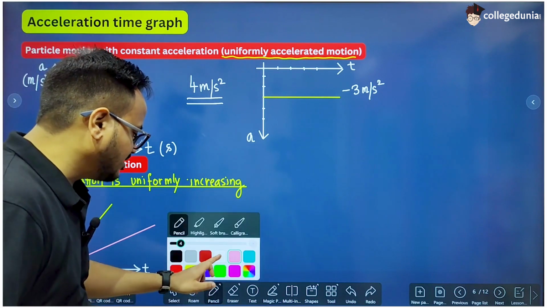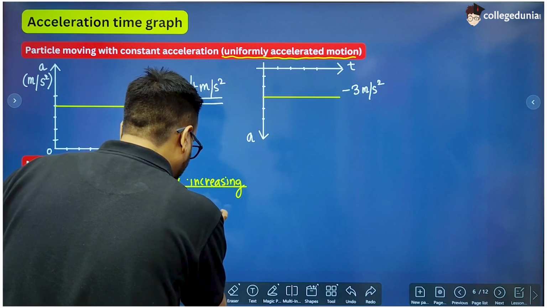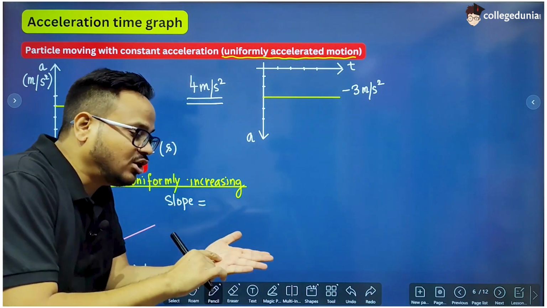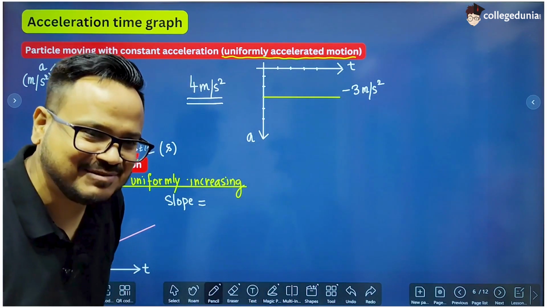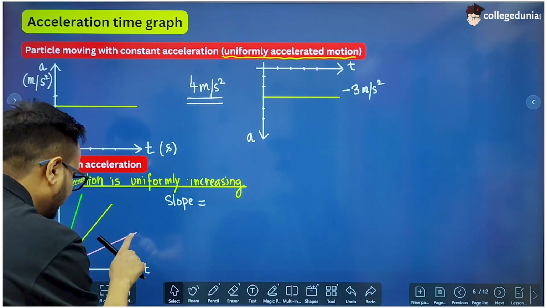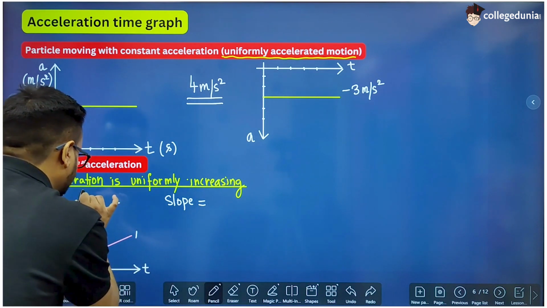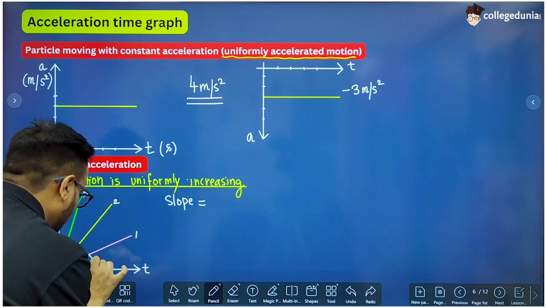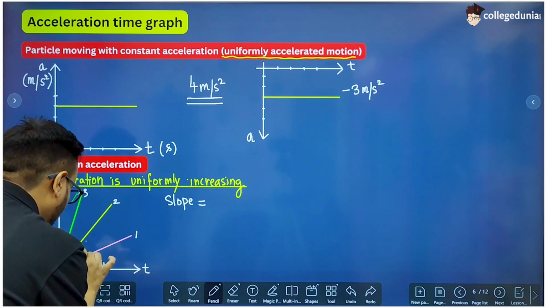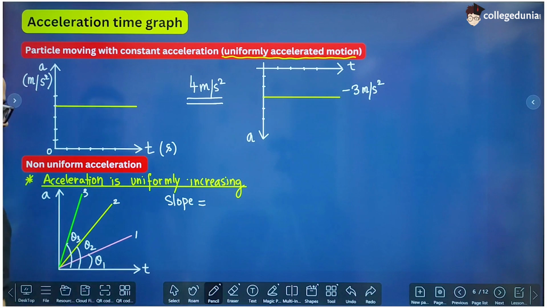So slope of this acceleration time graph represents what? Slope of this acceleration time graph represents rate of change of acceleration with time, right? And slope of this acceleration time graph, suppose this is 1, this is 2, this is 3, and this angle is theta 1, and this angle is theta 2, and this whole angle is theta 3.